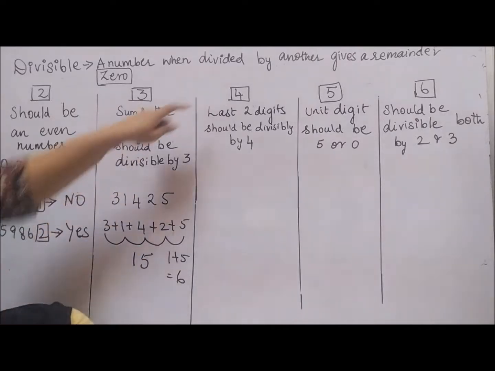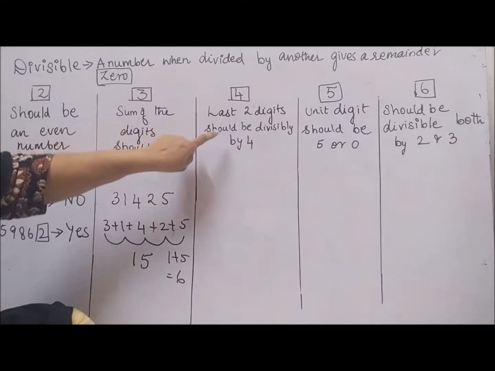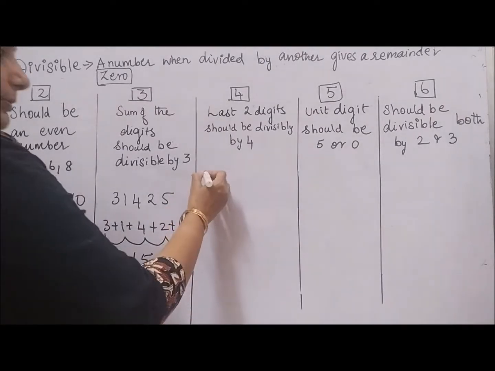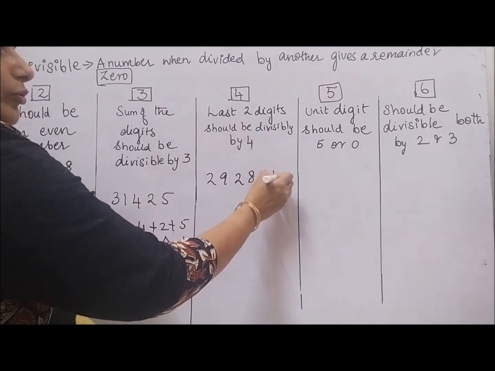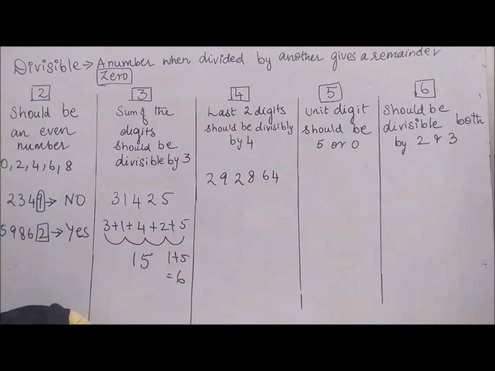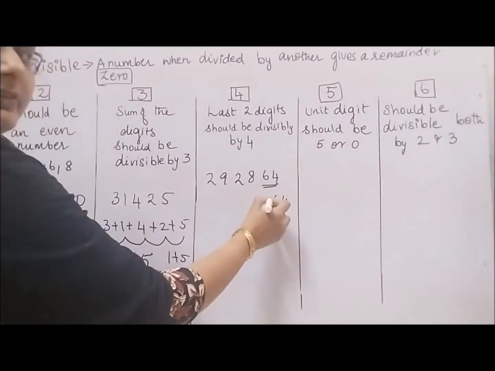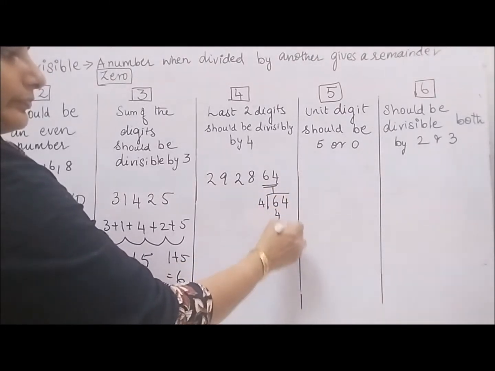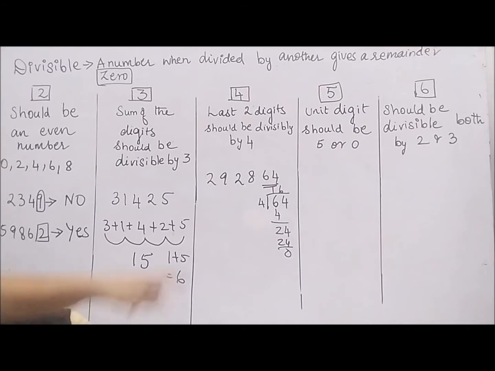To check if a number is divisible by 4, we need to check if the last 2 digits are divisible by 4. Then the whole number will be divisible by 4. For example, 3, 9, 2, 8, 6, 4. How to check this? Take 64 divided by 4. If the last 2 digits are divisible by 4, then the entire number is divisible by 4.